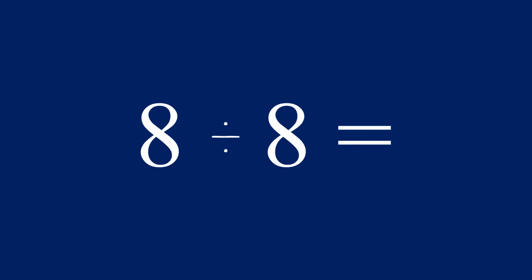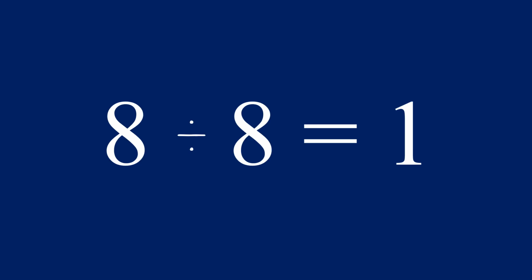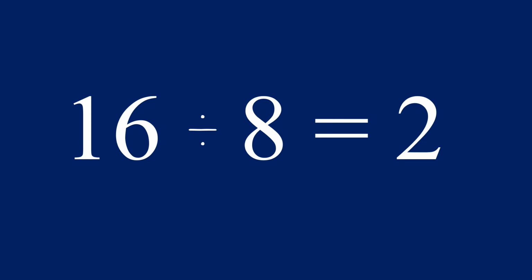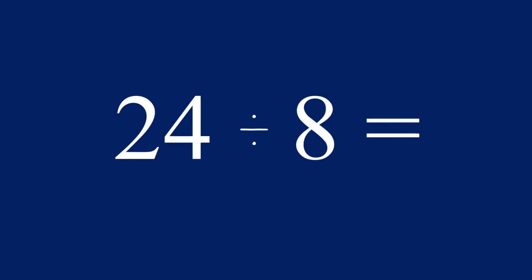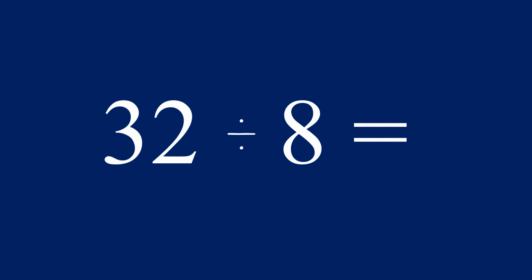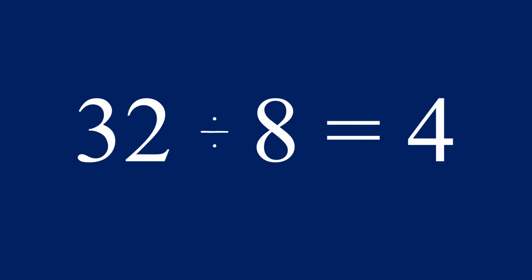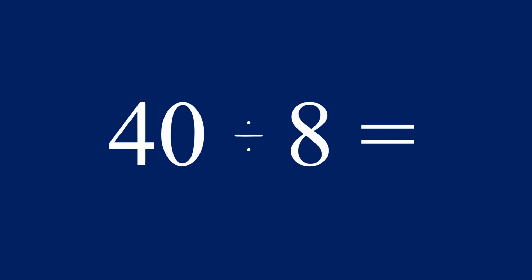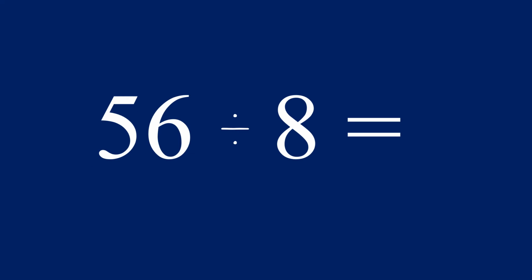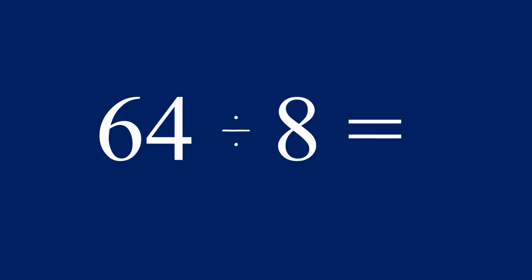8 divided by 8 equals 1. 16 divided by 8 equals 2. 24 divided by 8 equals 3. 32 divided by 8 equals 4. 40 divided by 8 equals 5. 48 divided by 8 equals 6. 56 divided by 8 equals 7. 64 divided by 8 equals 8.